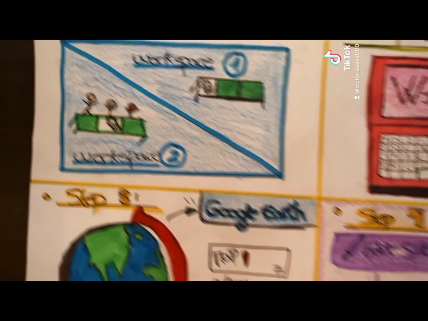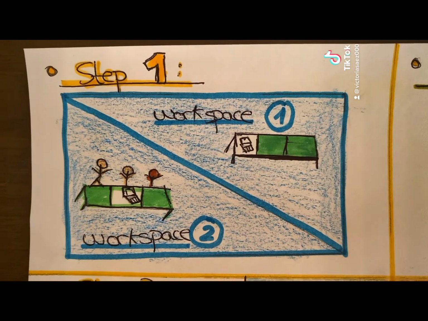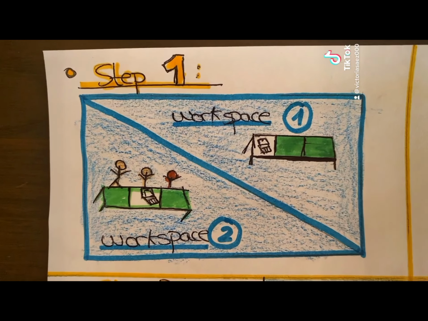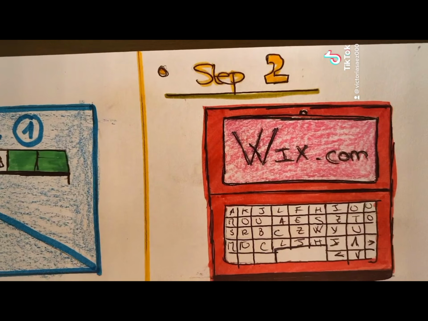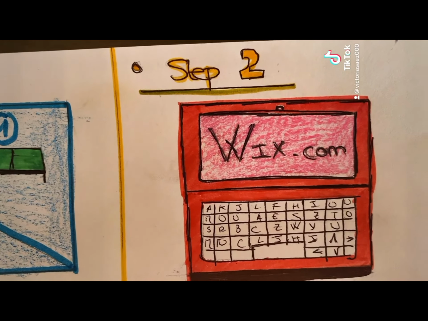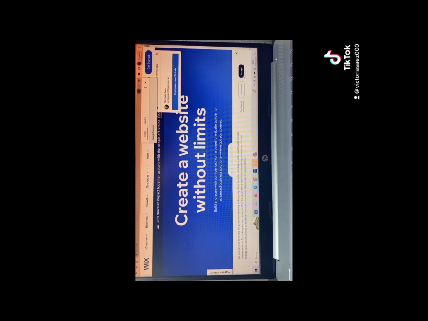Step 1. First, the class will be divided into workspaces. In each workspace, the students will be placed in groups previously made by the teacher. They will have a computer per group, which will be provided by the center. Step 2. Then they will have to access the website Wix. You can see now how to access the web page.